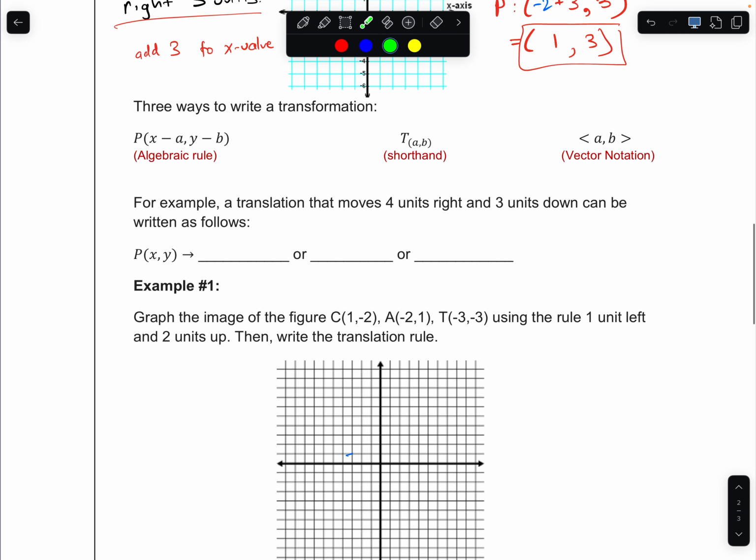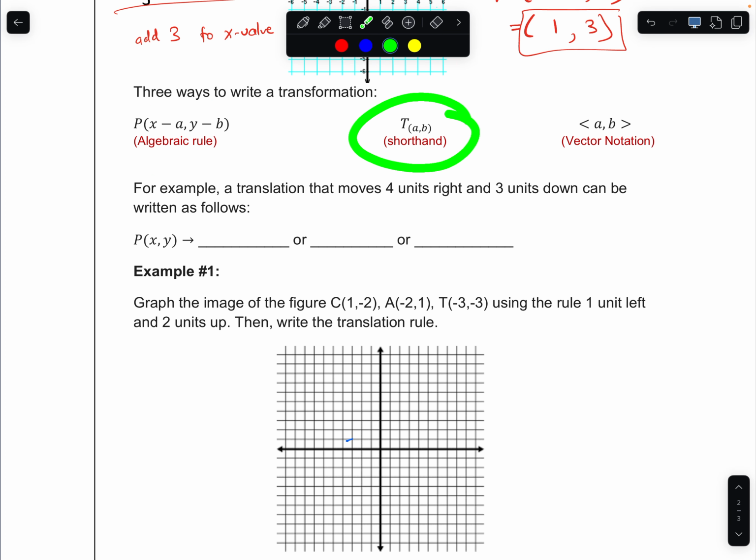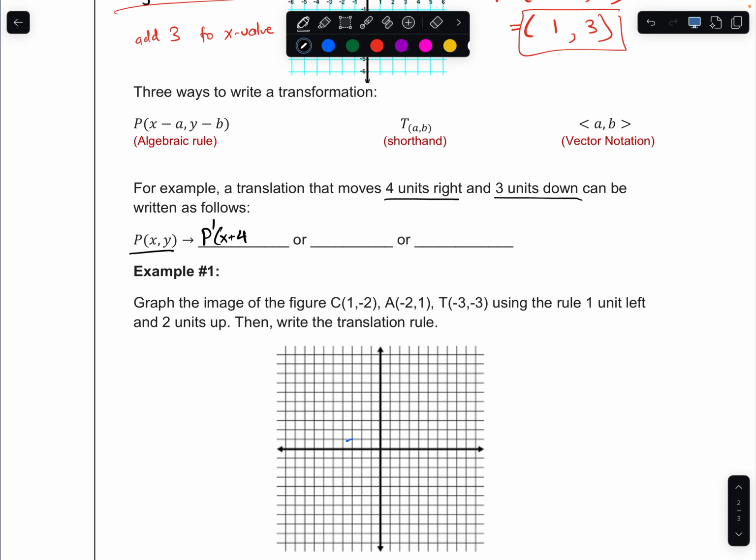There's 3 ways to write a transformation. You can write it algebraically, using shorthand, or in vector notation. So for example, if we're moving 4 units right and 3 units down, you could say P, and then parentheses XY. It would go to P prime, and we would add 4 to the X coordinate to move 4 right, and we would subtract 3 to the Y coordinate to go 3 down. You could use the shorthand notation. You could say, hey, this is a translation where we're moving 4 units right. To show 3 down, we would put -3 instead of just 3.